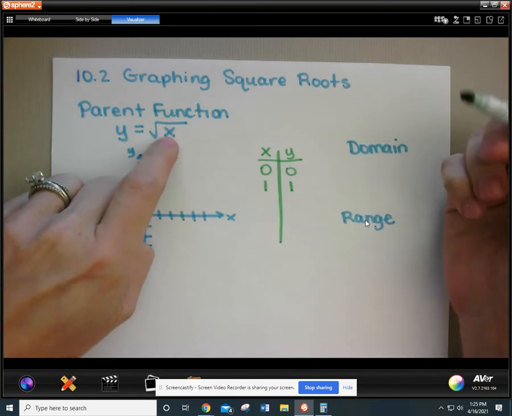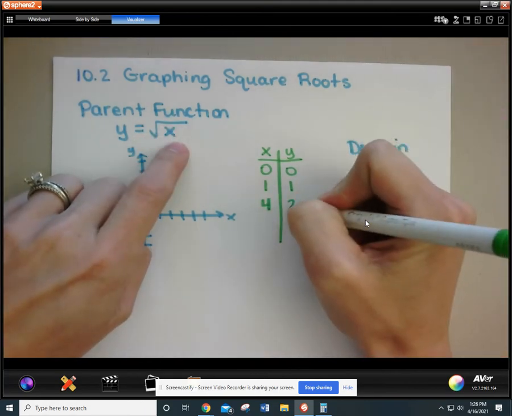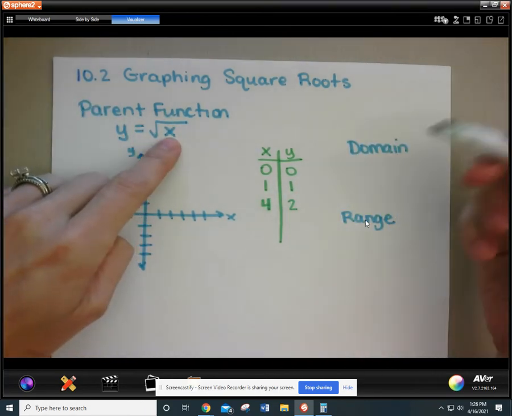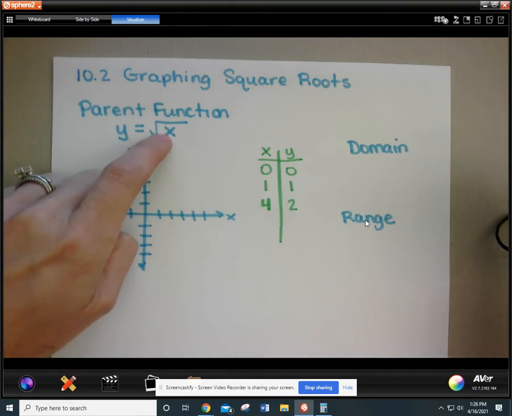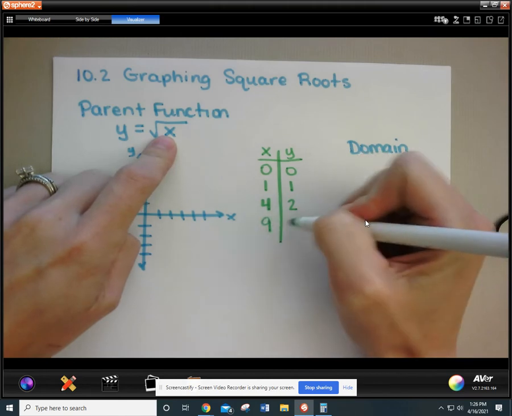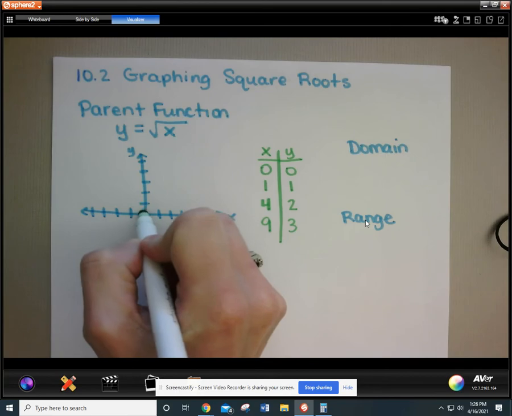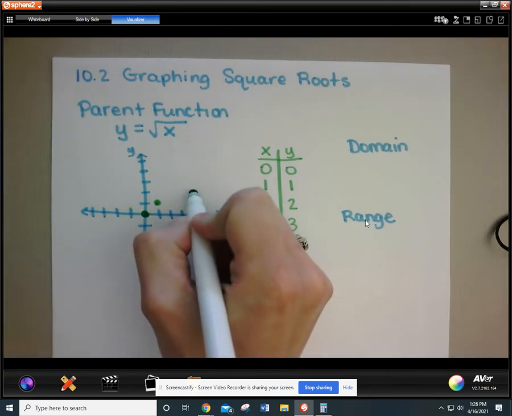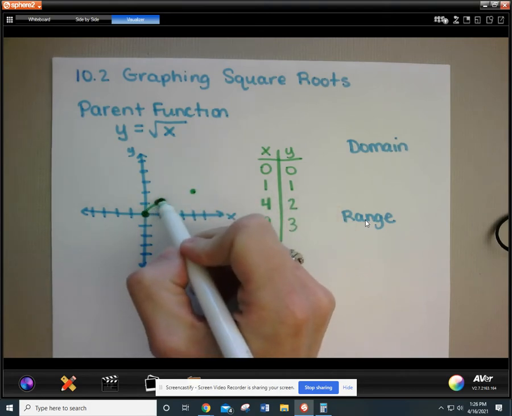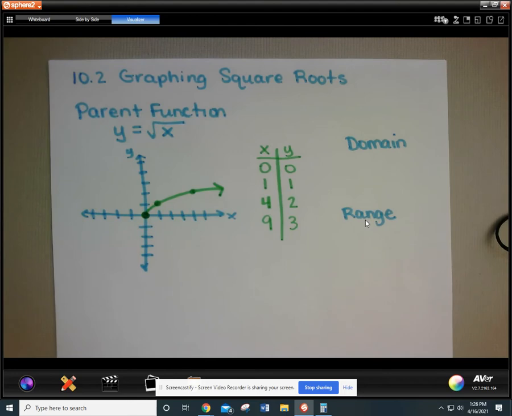So I'm going to pick perfect squares. If I plug in a 4, the square root of 4 is 2. I could pick 5, 6, 7, 8. All of those aren't going to give me perfect whole numbers. The next perfect square would be 9, and I would get a 3. So if I plot (0, 0), that's our starting point, (1, 1), (4, 2), and then my graph isn't big enough to keep going, but that's what our parent function is going to look like.